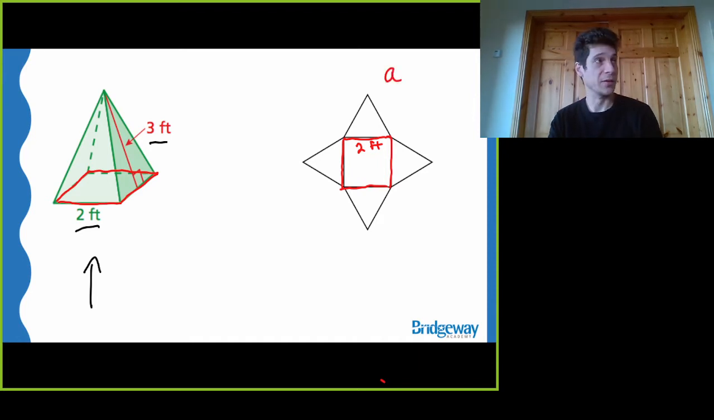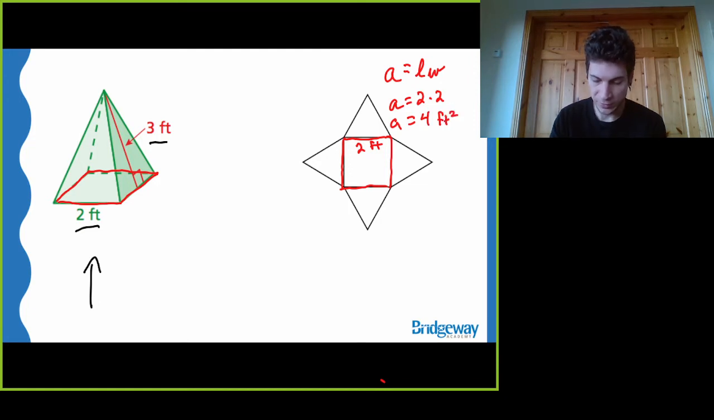If you remember, the area of a rectangle or a square is length times width. In a square, it is the same, so this is going to be quite nice. Area equals 2 times 2. So our area is 4 square feet. So I'm going to write that in our big center there. Alright, that seems pretty easy. However, that's only one piece of our puzzle. Now we need the triangle pieces.